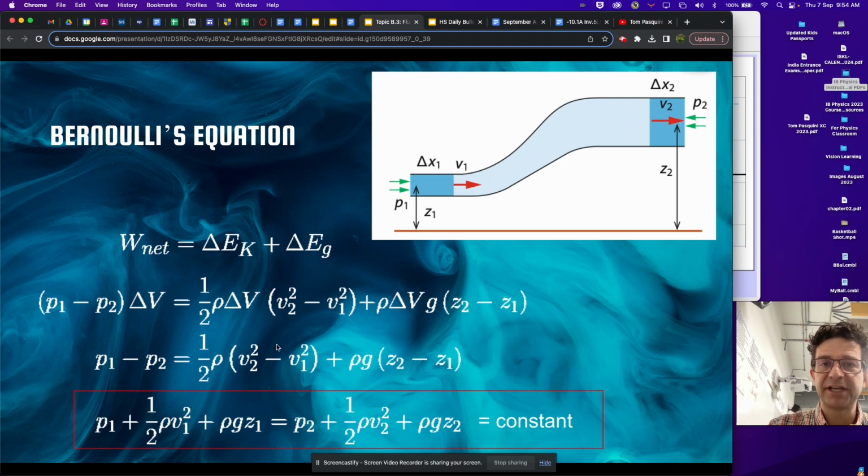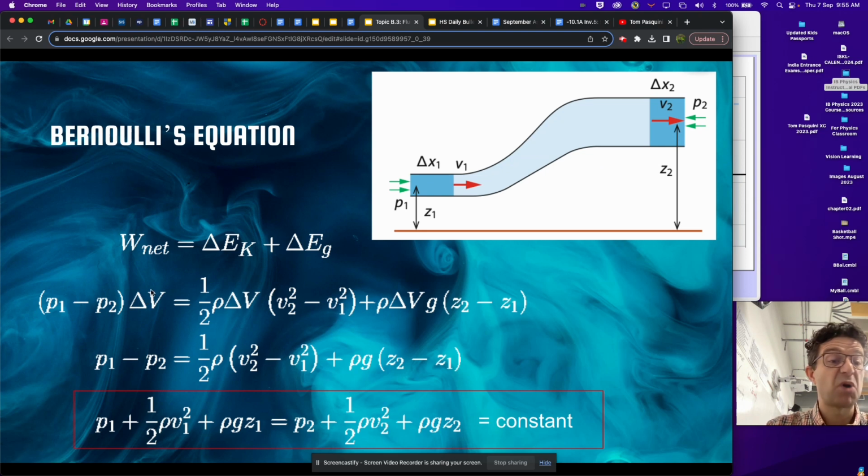I wish I had made this a reveal, but I didn't. The total work done is the change in kinetic energy and change in potential energy. We can calculate the net work: it's the work done to the fluid, pressure 1 times that volume, minus the work done by the fluid, pressure 2 times the volume. So the net work is P1 times the volume minus P2 times the volume, just P1 minus P2 times the change in volume.